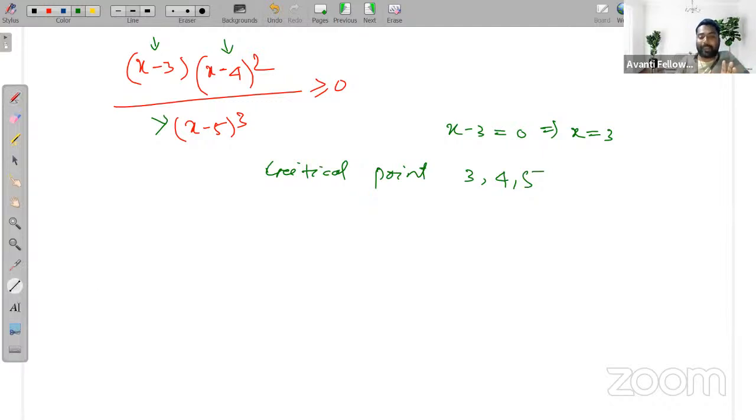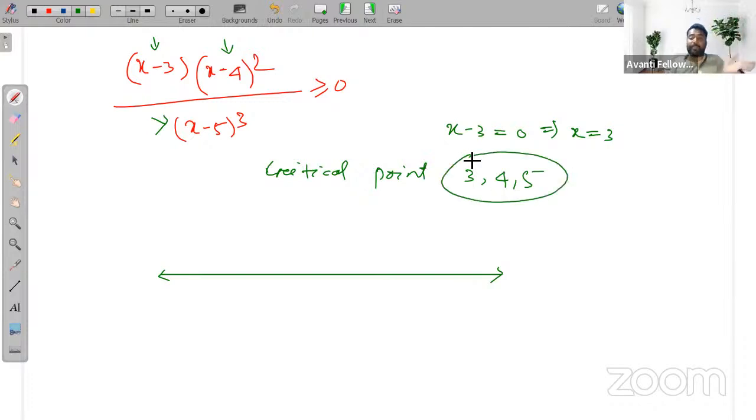Then, first plot a number line. I have drawn the real line, no problem. Then plot all the critical points in the number line in ascending order. Okay, I'm plotting. Suppose this is my 3, this is my 4, this is my 5. This is my first step, done.